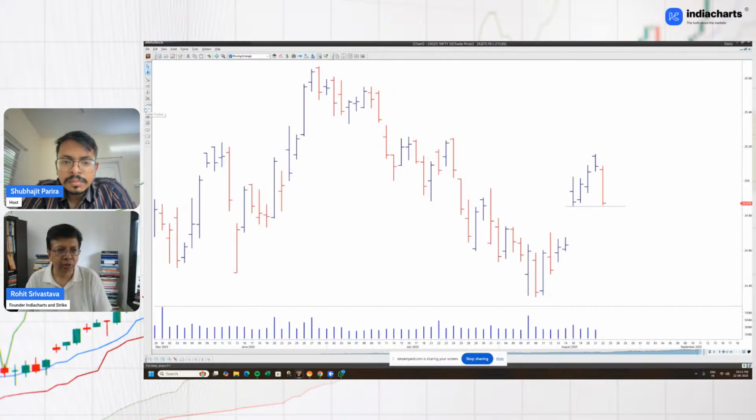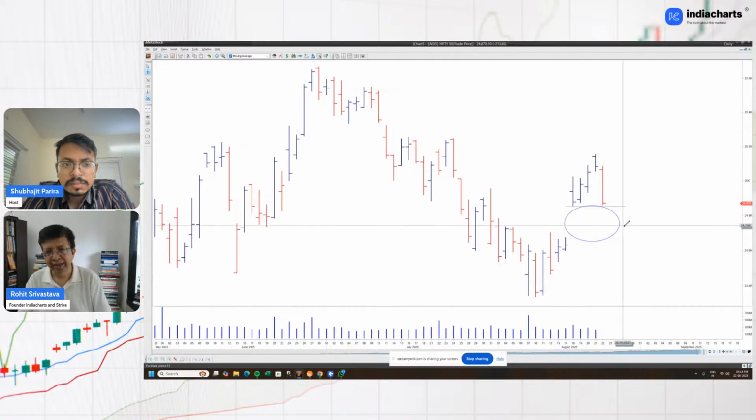Now, there is a theory that all gaps get filled. I don't believe in that theory. I believe that all gaps get filled when you're in a bearish market or you're in a range bound market, consolidation. But in a trending bull market, many gaps get left behind. But if this is a corrective move, as we are saying that 61% retracement, then we should also see the gap getting filled.